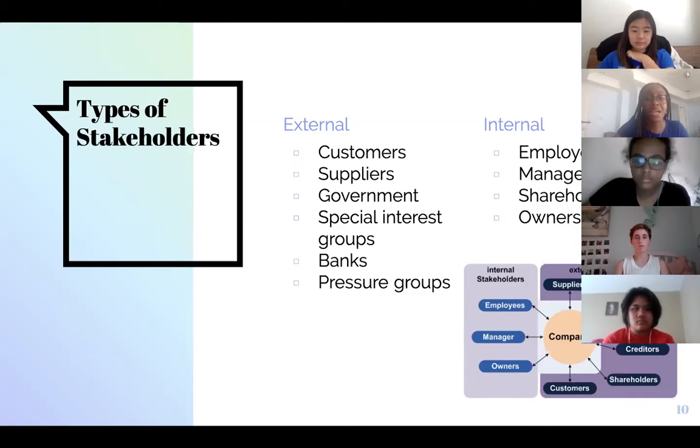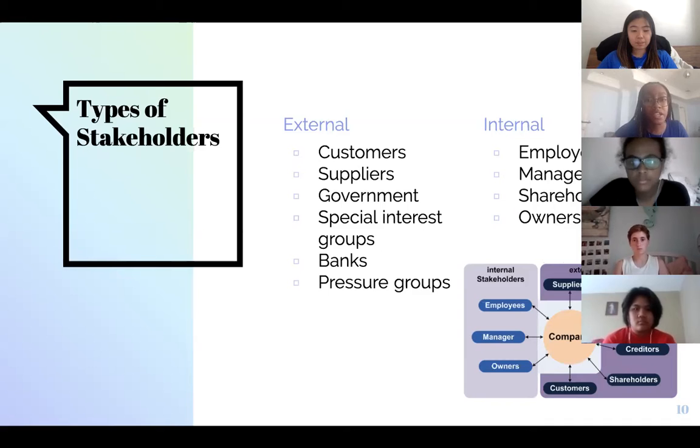And now we're going to talk about types of stakeholders because that's equally as important. So there are external and internal stakeholders. External stakeholders include things like customers, suppliers, the government, special interest groups, banks, and pressure groups. Just because all of these people, although they are not a part of the business, their actions have a direct result on the productivity of the business.